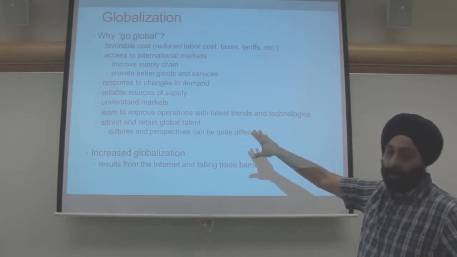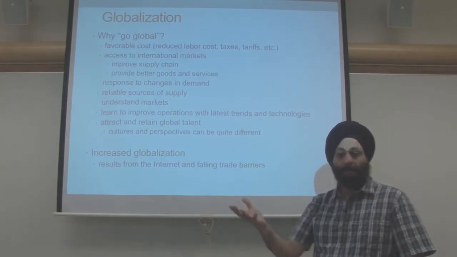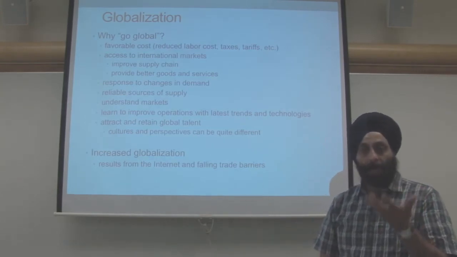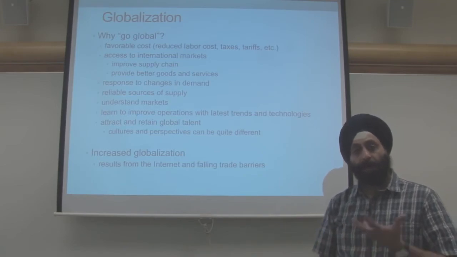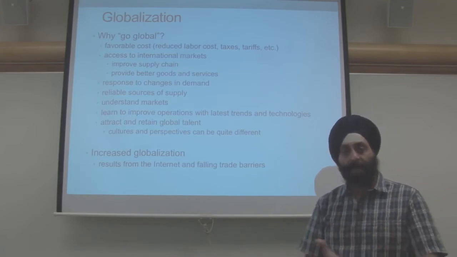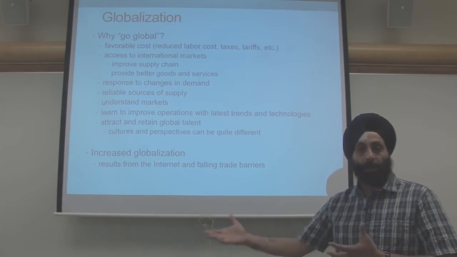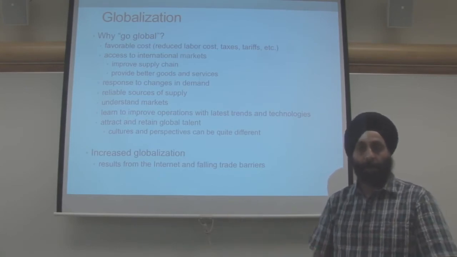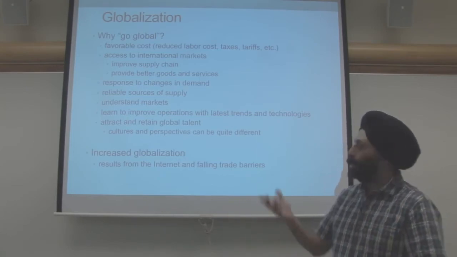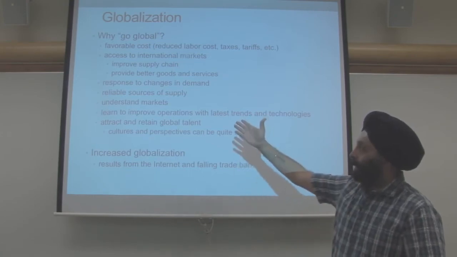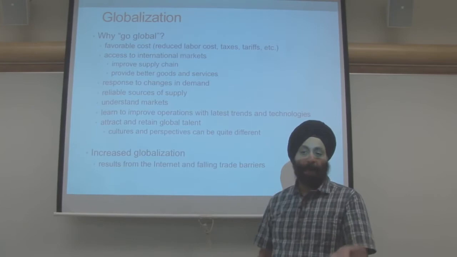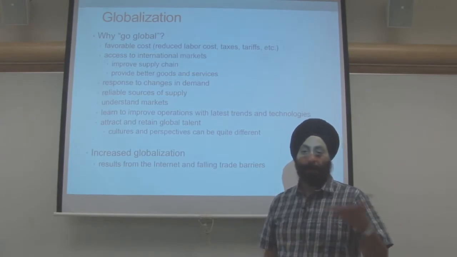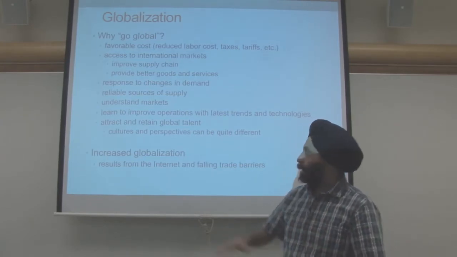Response to change in demand: as the US customers' demand goes down, when a company is involved in a global supply chain, it can easily redirect its product to some other parts of the world where the demand continues to rise. If the demand changes in one area, it can easily be compensated by looking at other areas as well.